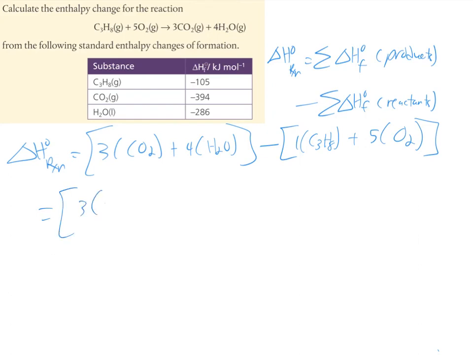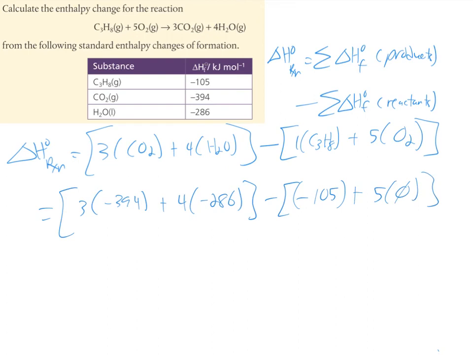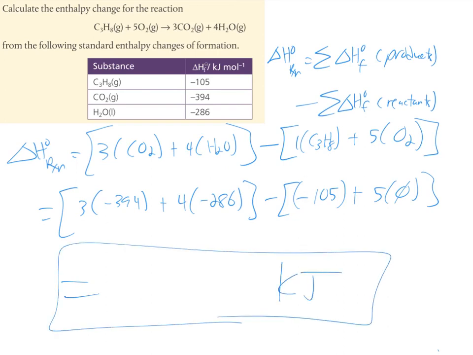So 3 times CO2, which is negative 394, plus 4 times water, which is negative 286, minus negative 105, plus 5 times 0. Remember, elements in their standard state have an enthalpy of formation of 0. Now I'm going to ask you to bring out the calculator and do a little bit of math and solve the algebra here and see what we get for an answer in kilojoules. Through the wonders of modern technology, there is your answer. I got a negative 2,221 kilojoules.